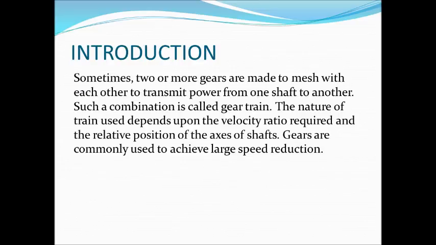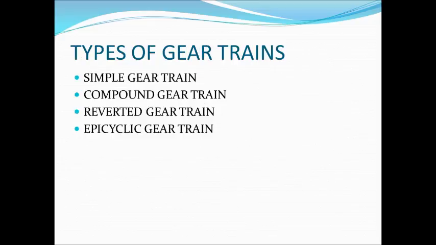Introduction. Sometimes two or more gears are made to mesh with each other to transmit power from one shaft to the other. Such a combination is called a gear train. The nature of the train used depends upon the velocity ratio required and the position of the axis of the shaft. Gears are commonly used to achieve large speed reduction.